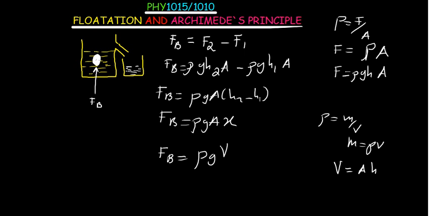Now density times volume gives us mass. So this buoyancy force is going to be equal to mass times gravity. And we know what mass times gravity is. That is the weight. So this is where it comes from. Buoyancy force is equal to the weight of the fluid displaced.